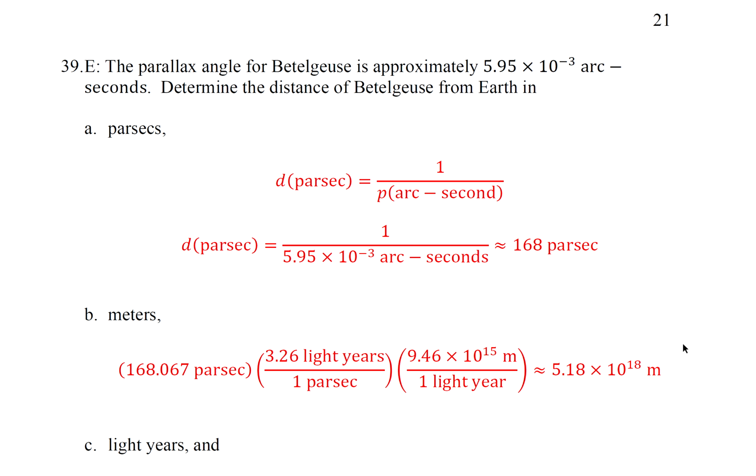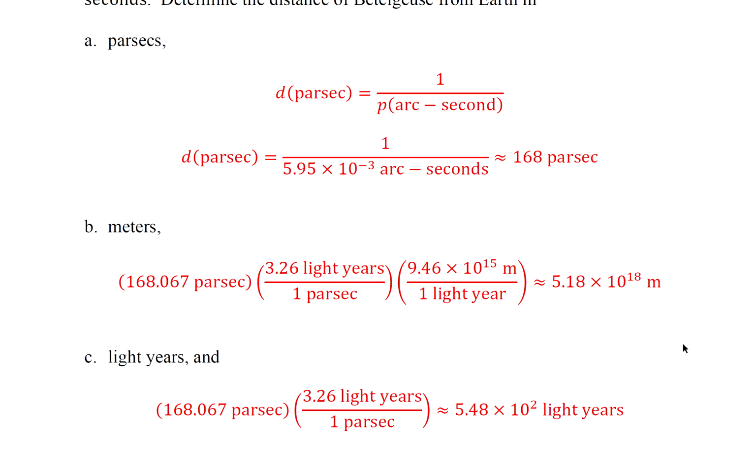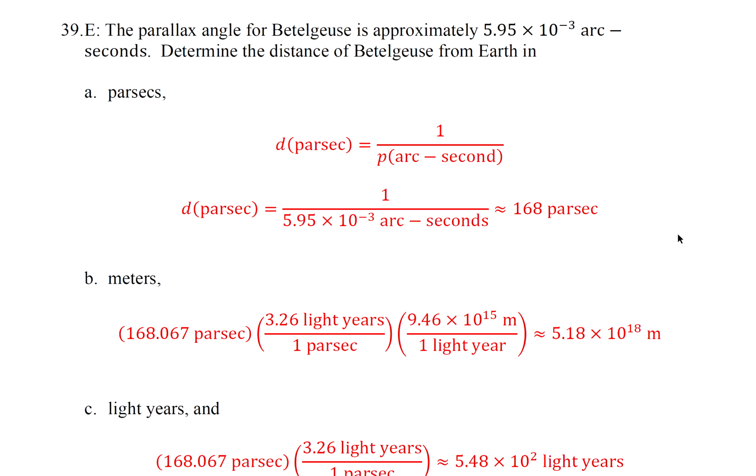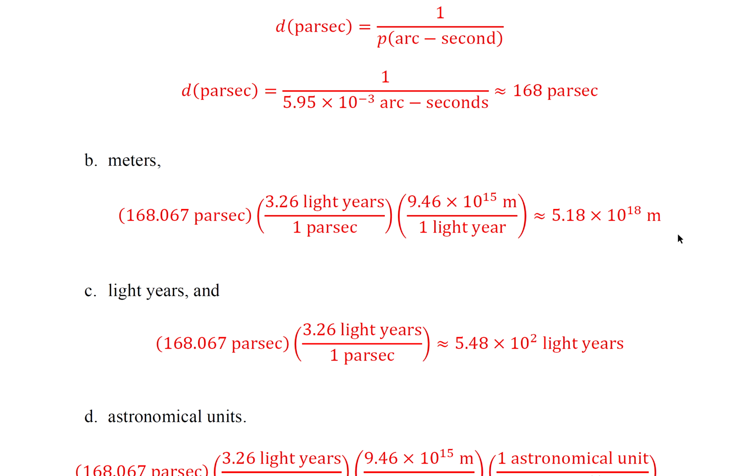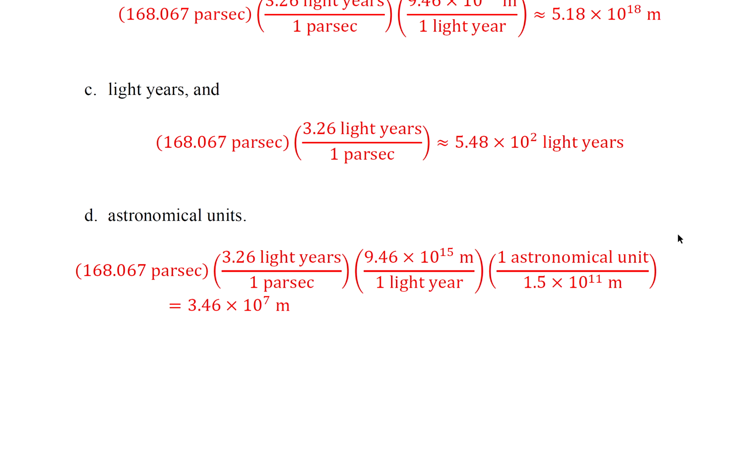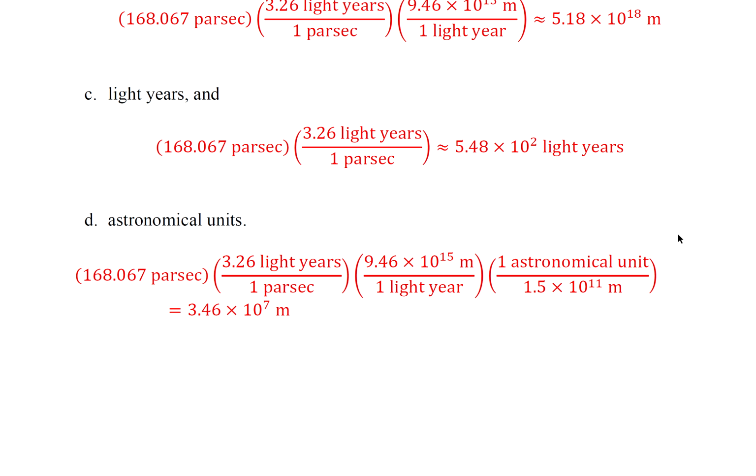Finally, the parallax angle for Betelgeuse is approximately 5.95 times 10 to the 3 arc seconds. Determine the distance of Betelgeuse from Earth in parsecs, meters, light years, and astronomical units. So this is how we solve part A in parsecs. Part B in meters, I'm just converting. Part C in light years, once again I'm converting. Finally, part D in astronomical units.